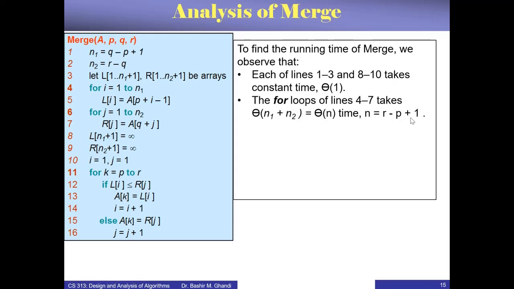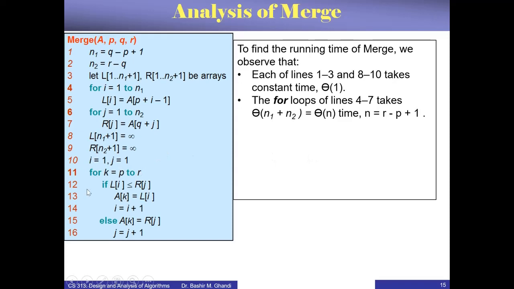Now the for loops of lines 4 to 7, we have 2 for loops here, for i from 1 to n1 and for j from 1 to n2. Each of them is doing an assignment statement in the body. This will take theta of n1 times. After that, we have this one that will take theta of n2 times. So together, they will take theta of n1 plus n2 times. But n1 plus n2 actually is n, where n is the total number of elements in A. So we can say these 2 loops will take theta of n, where n is r minus p plus 1. The actual number of elements we are considering in the array A, starting from index p until index r.